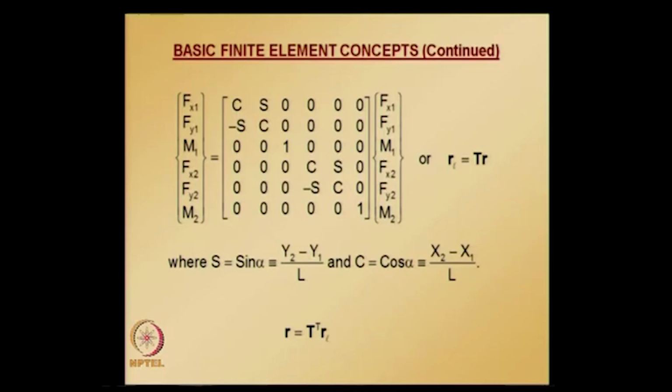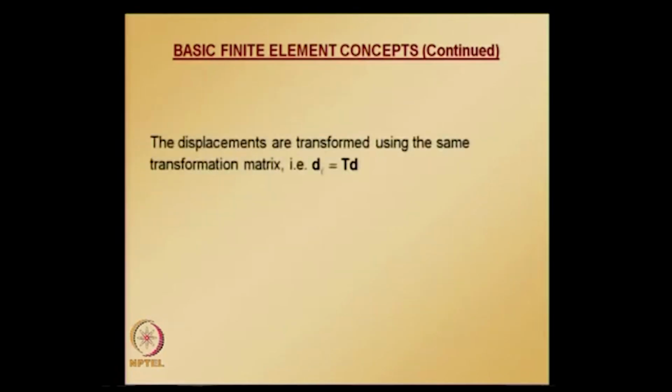and the inverse relation between the global load vector and local load vector is given by R is equal to T transpose RL, because this transformation matrix is orthogonal. An orthogonal matrix is a matrix for which the inverse is the same as the transpose. As I mentioned, displacements are transformed using the same transformation matrix, and the inverse relation, that is D is equal to T transpose DL.